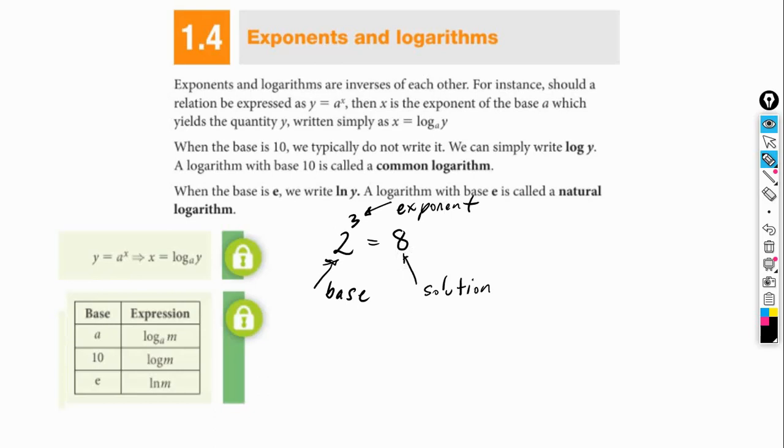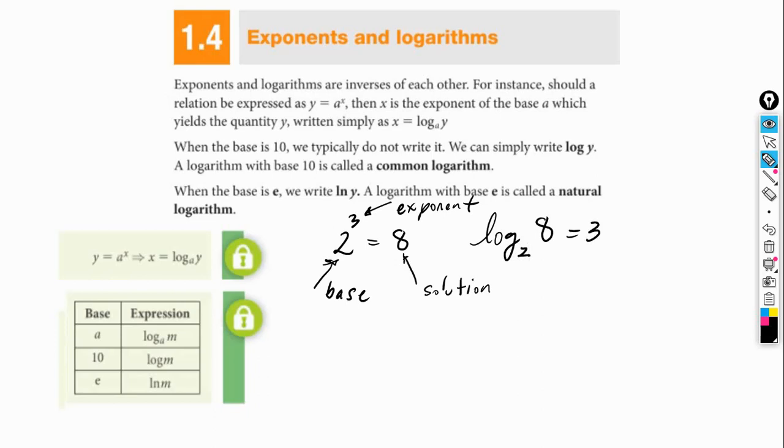So a logarithm is the same as this, but expressed in an opposite way. So what do I mean by that? Well, you would write this in logarithmic form, saying, well, logarithm of base 2 of 8 is equal to 3.